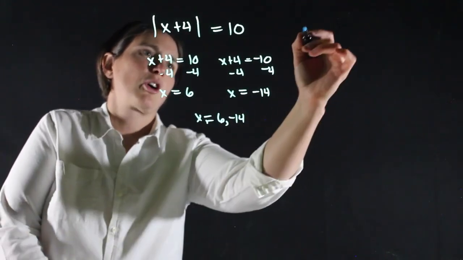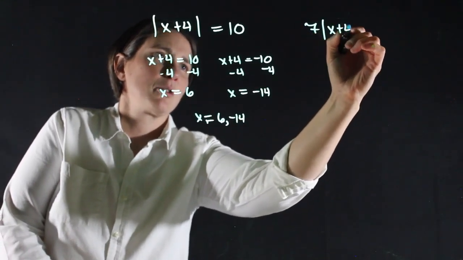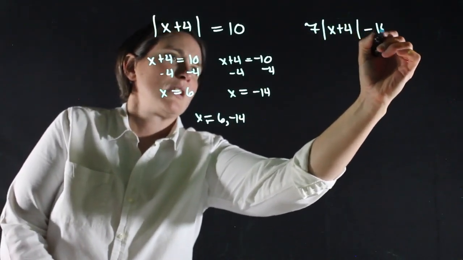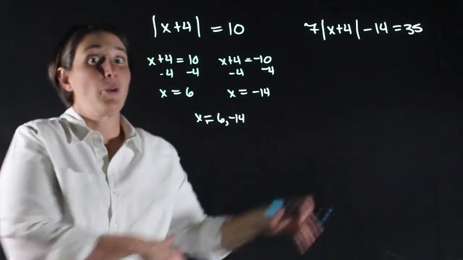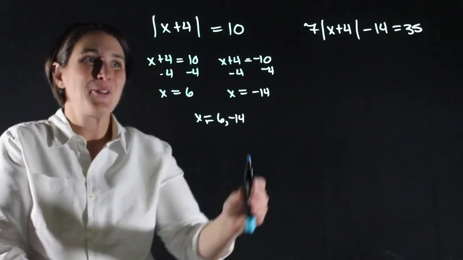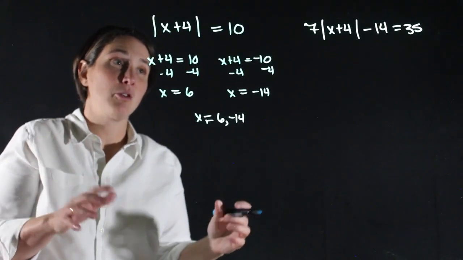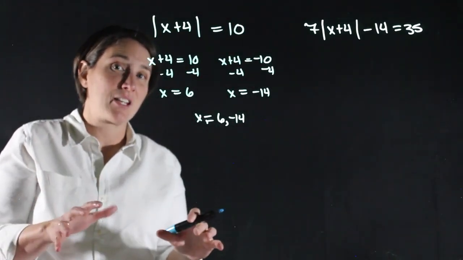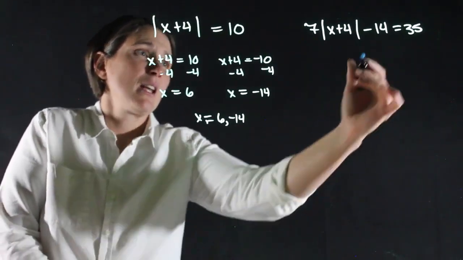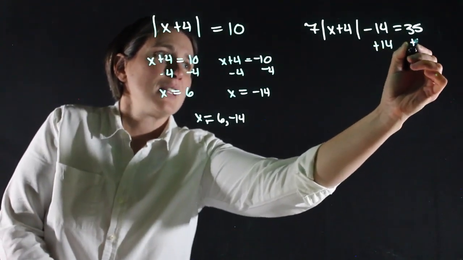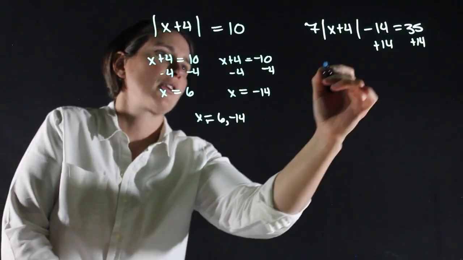Now, what if it gets a little more complicated? What if we have 7 times the absolute value of x plus 4 minus 14 equals 35? Well, we just run away, right? No. We do the same thing that we've always done. We treat this absolute value as a variable. We're not going to adjust anything on the inside of it until it is isolated by itself. So we're going to isolate it by adding 14 to both sides, because that's the first thing when we're working backwards in the order of operations.